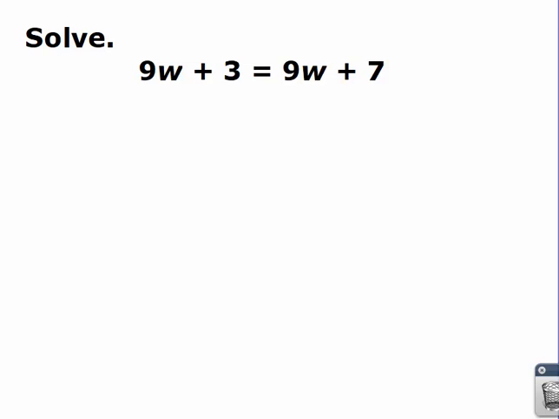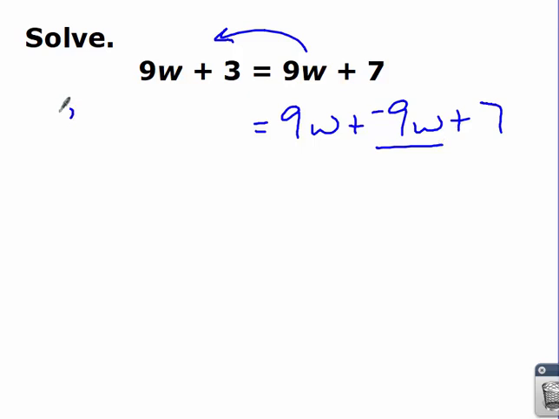But this one looks like a normal problem. I have letters on both sides, I have numbers on both sides. So solve this the way I've been teaching you. Step number 1, get your letters together on one side. So I'm going to move the 9w over to be with a 9w. So equals 9w plus negative 9w plus 7. So there's my new thing. So then 9w plus 3 plus negative 9w. So now I put things together. Now hopefully you see something happening here.